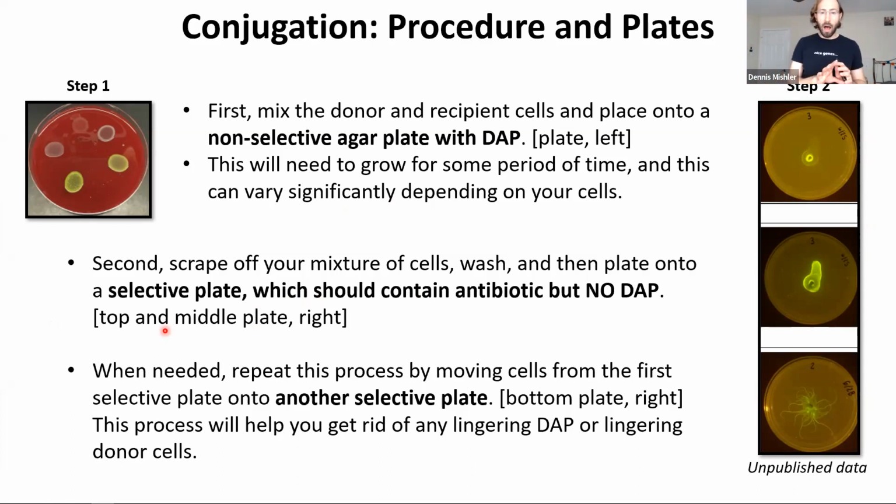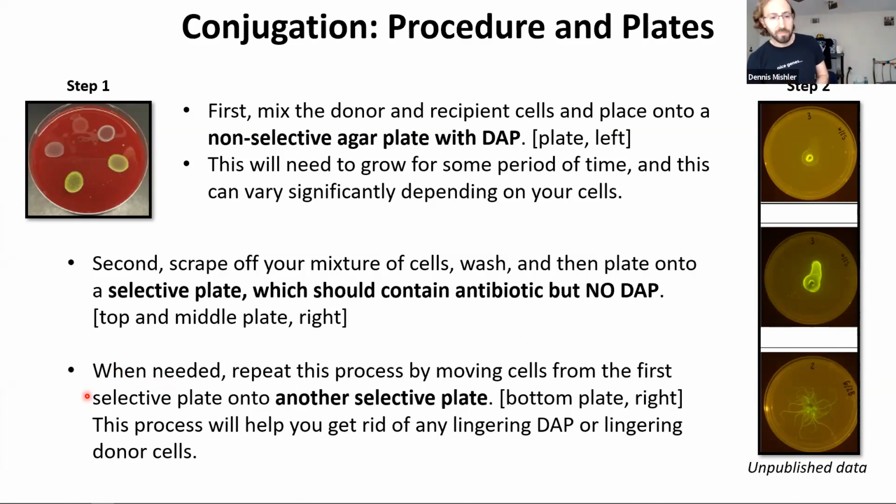However, I would never recommend going straight from this first selective plate to assuming that you have been successful. I would always recommend taking from that first selective plate and then streaking out those cells on a second or even a third selective plate. The reason for this is that you want to make sure you're not accidentally carrying over any donor cells or any false positive cells of any sort.